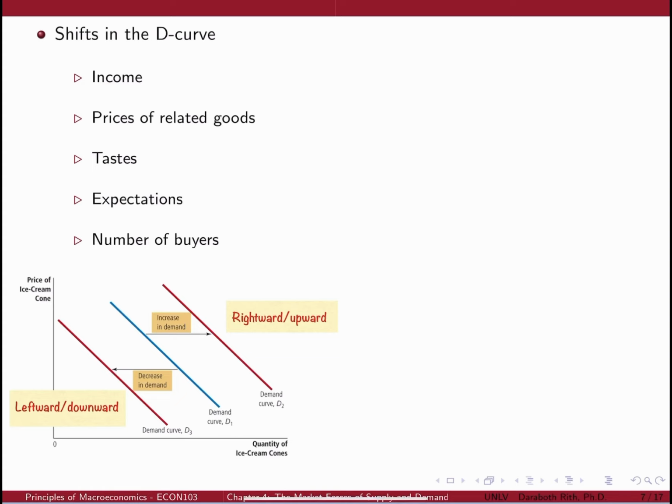Here we need to discuss factors that shift the demand curve. Earlier, we said that price can set or move a point on the demand curve, but it cannot shift or relocate the demand curve. Now we are discussing the determinants that can move the demand curve rightward or upward and leftward or downward. Those determinants are income, prices of related goods, taste, expectations, and the number of buyers. Now we will discuss one by one.